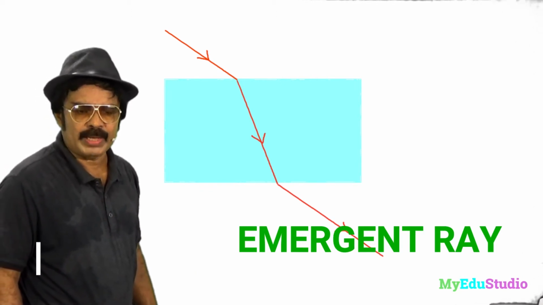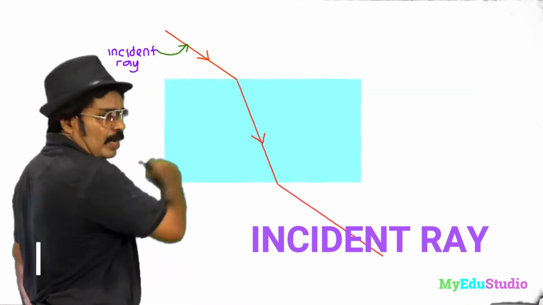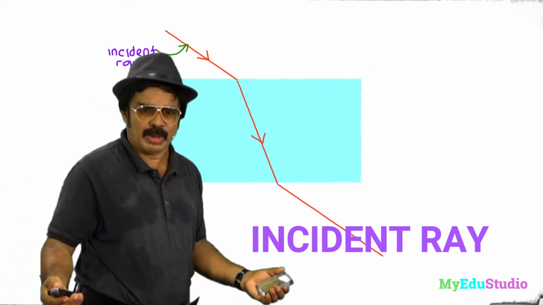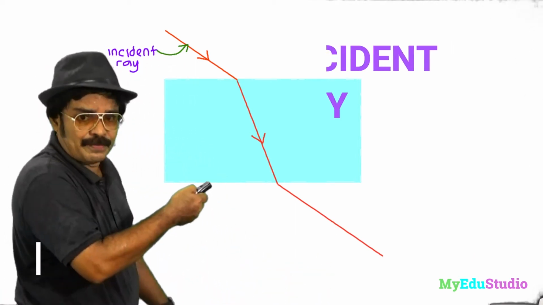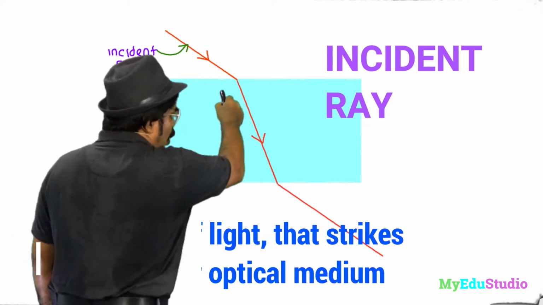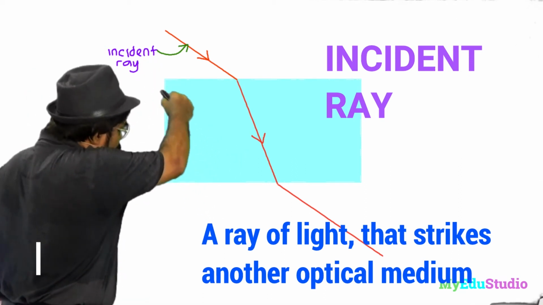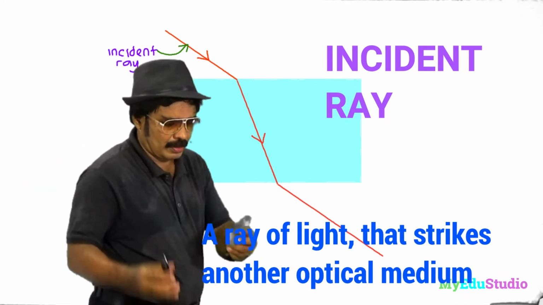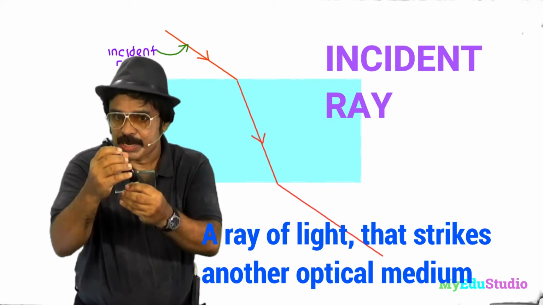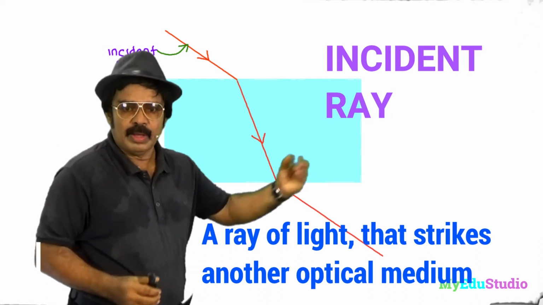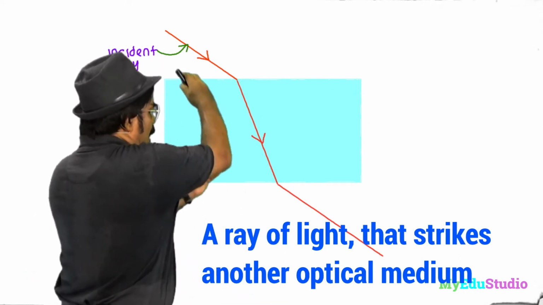We call it emergent ray. Why? Emergent means coming out. And this is the incident ray. We call it the ray of incidence. That is not a new thing to you. You have learned that even in reflection. But the definition of incident ray: a ray of light that strikes another optical medium. In refraction, you need another optical medium, not in reflection. So therefore, the definition for incident ray is a ray of light that strikes another optical medium.